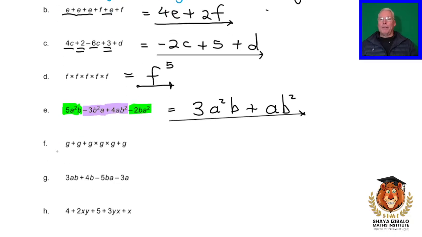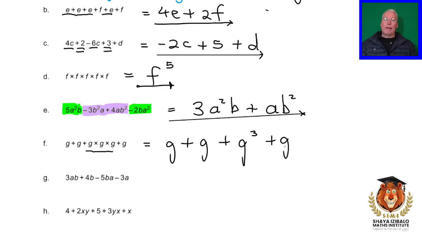Alright, this one, just be careful here because there's some adding and some multiplying, and we've got to do that multiplying first. G times G times G, that's G cubed. So at the front we've got G plus G. Then we've got a G cubed. And then we've got another G at the back.